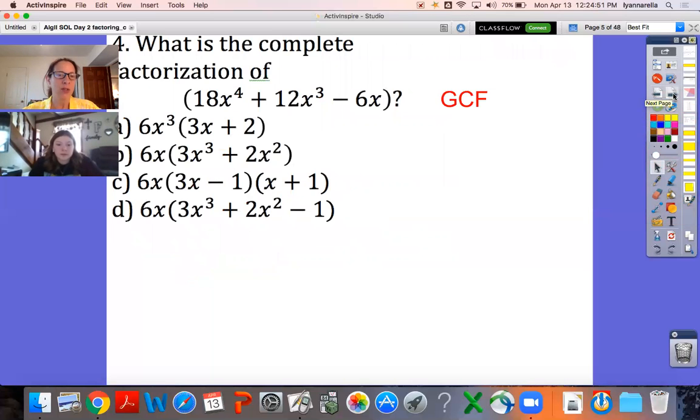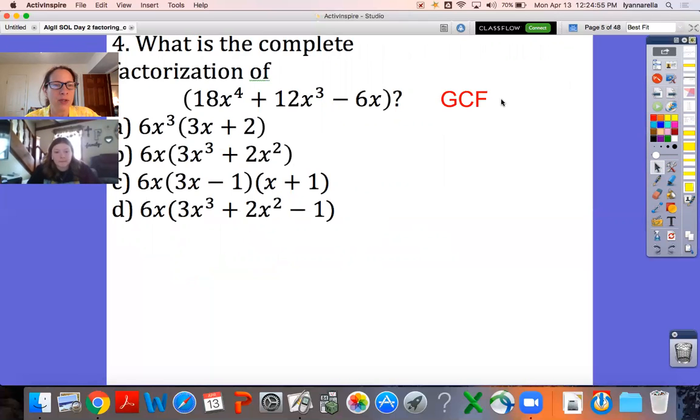All right. So this is an actual SOL question, and I'm going to give you just a second to look at it. If it's a GCF question, what's the GCF for all 3 of these terms? 6x. Okay, so 6x is one of these 3. It's B, C, or D. When you divide each of these by 6x, what do you get?